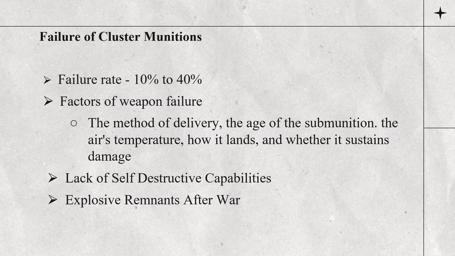Many clearance experts regularly cite failure rates of 10% to 40% due to the method of delivery, the age of some munitions, the temperature of the air, whether it lands on a soft or muddy landscape, if it gets stuck in trees or other plants, whether it sustained damage after scattering, and whether it lands in a way that prevents it from activating. These are also known as dumb munitions due to their lack of self-destructive ability.